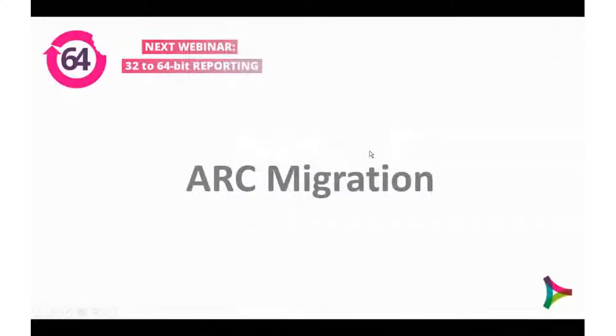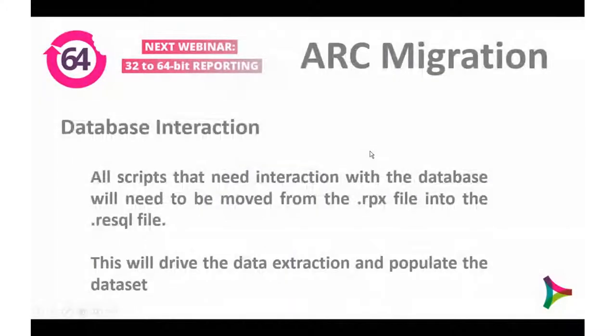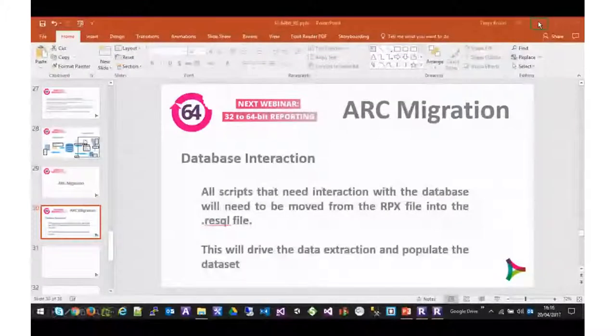So for the ARC migration, regarding the database interaction, all scripts that need interaction with the database will need to be moved from the RPX file into the RESQL file. This will drive the data extraction and populate the data set. So what does that mean?